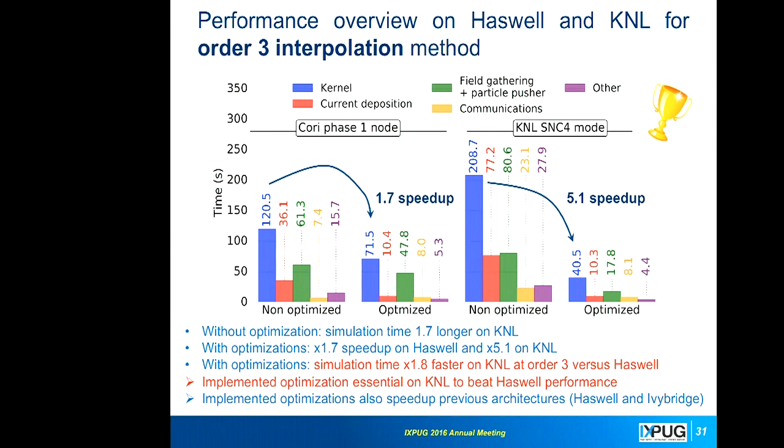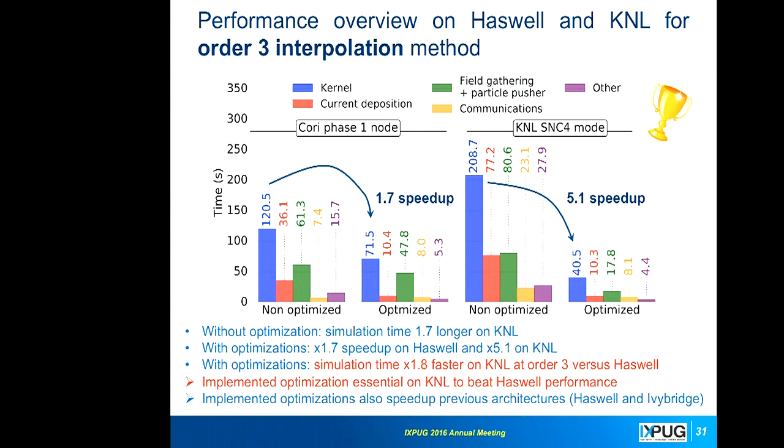So now we have the same thing, but for order 3 interpolation. Here we almost have the same results, except that before optimization, the KNL was 2 times slower than Haswell. I should mention that order 3 interpolation is usually used in real production simulations. So this is more significant. This is a more interesting result than order 1 in a sense.